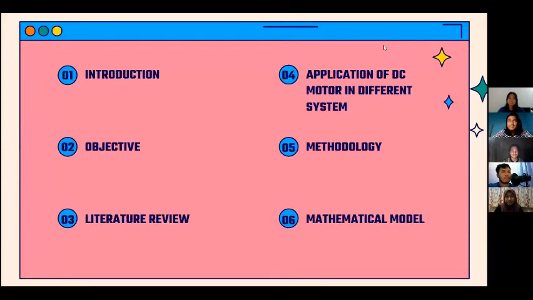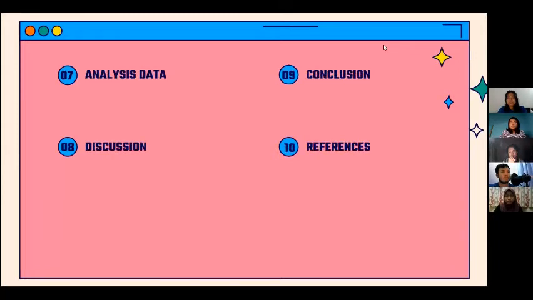Okay, so this is some of the things that we're going to present today. The first one is introduction. The second one is objective. The third one is literature review. The fourth one is application of DC motor in different systems. And the fifth is methodology. And next is mathematical model. So the seventh is analysis data. Next, discussion, conclusion, and then we're going to state the references.